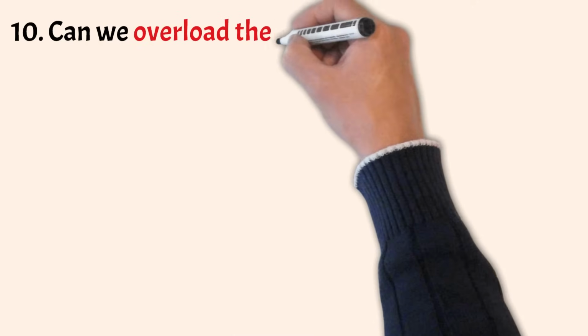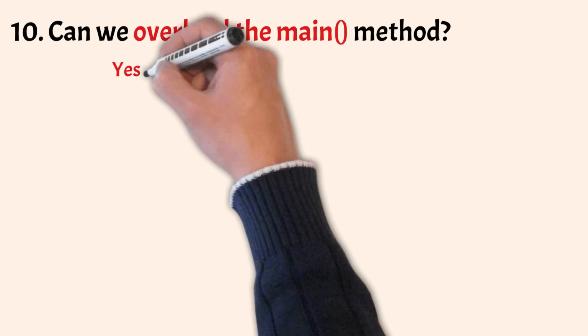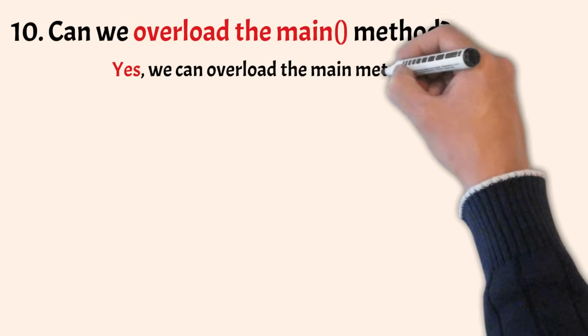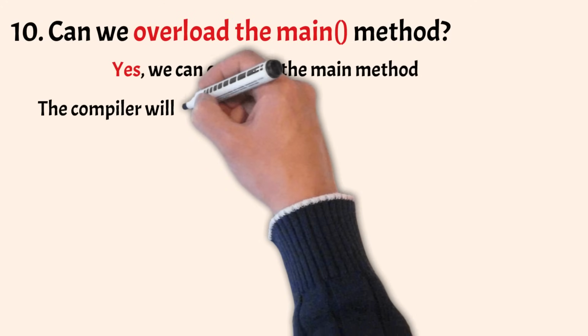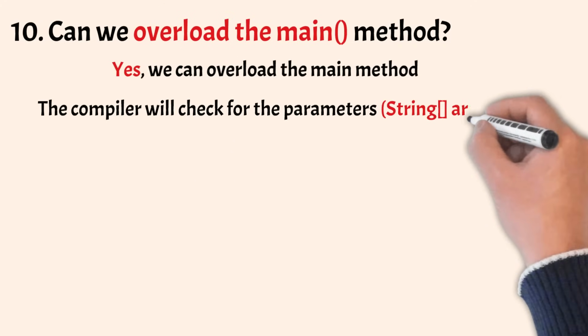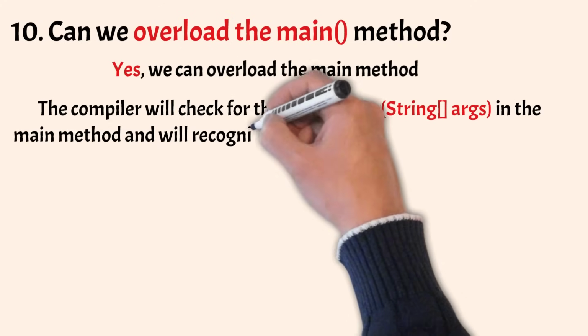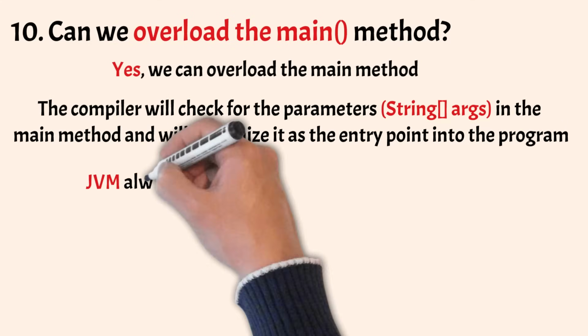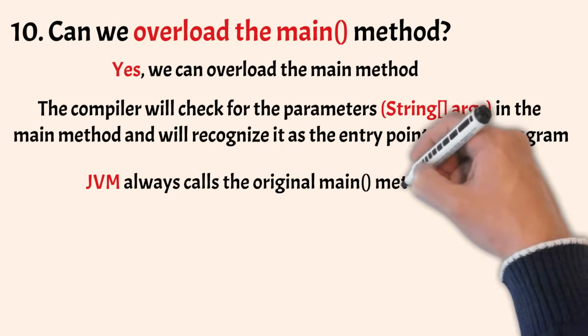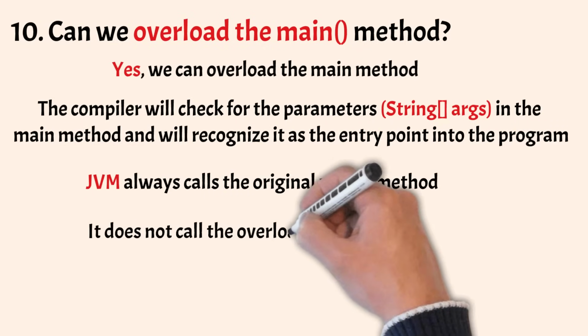Now the next question is, can we overload the main method? Yes, we can overload the main method. We can have any number of main methods. Now the question arises, how does the compiler know which is the entry point into the program if there are multiple main methods? The compiler will check for the parameter String argument in the main method and will recognize it as the entry point into the program. JVM always calls the original main method. It doesn't call the overloaded main method.